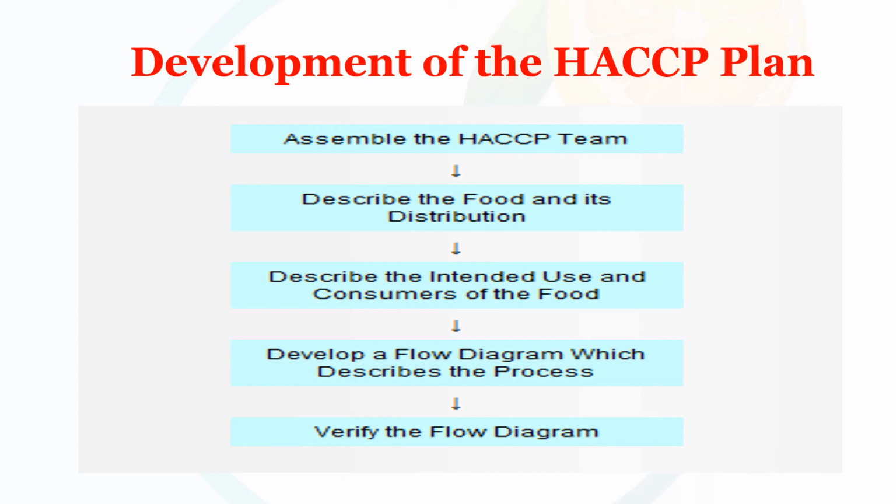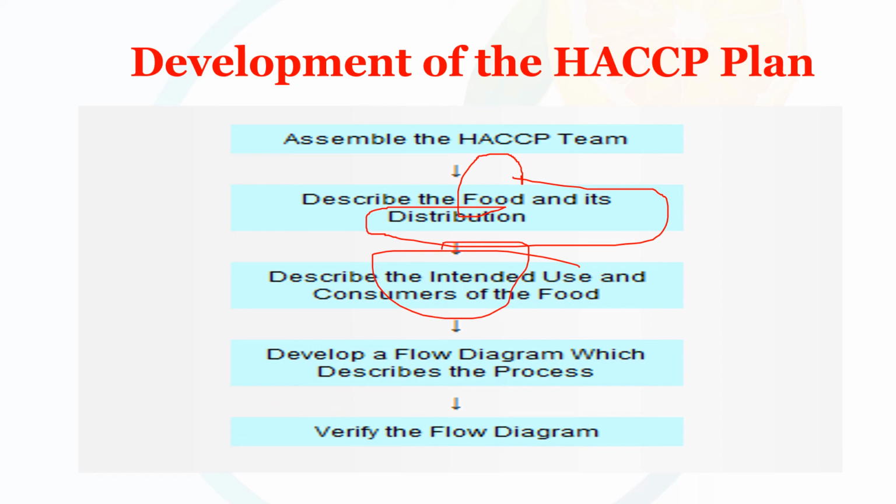The HACCP team, we have to assemble the HACCP team, and it may comprise technicians, researchers, auditors. Then we have to describe the food and its distribution, which class of consumers, whether it is children, adults, youngsters, or old age people. This is told to the HACCP team, and then also the intended use, for what thing it is done.